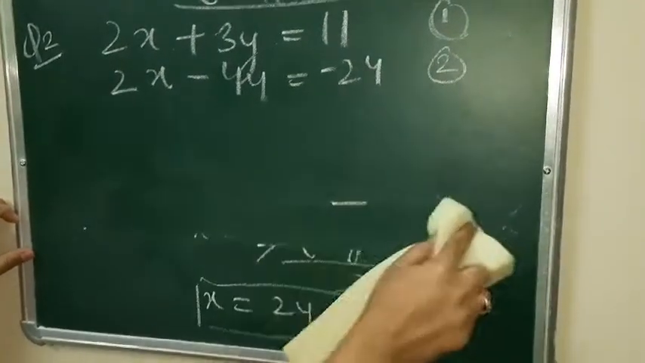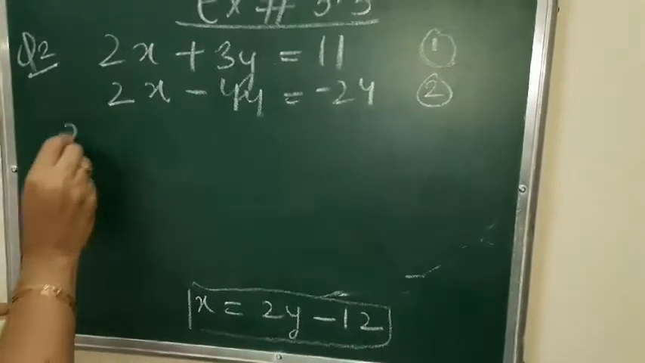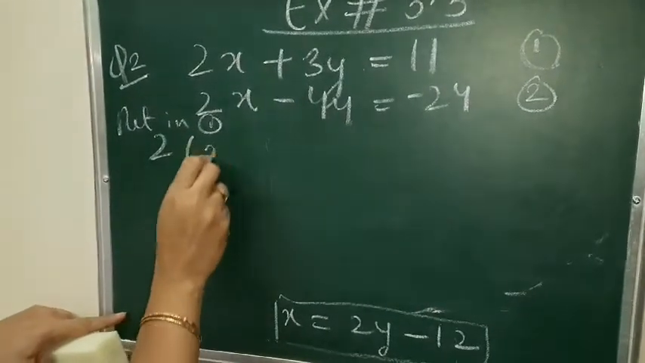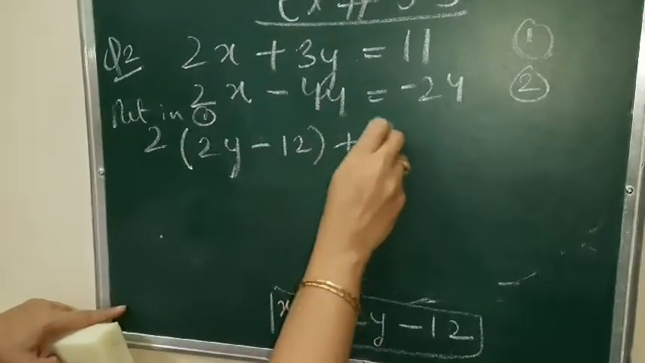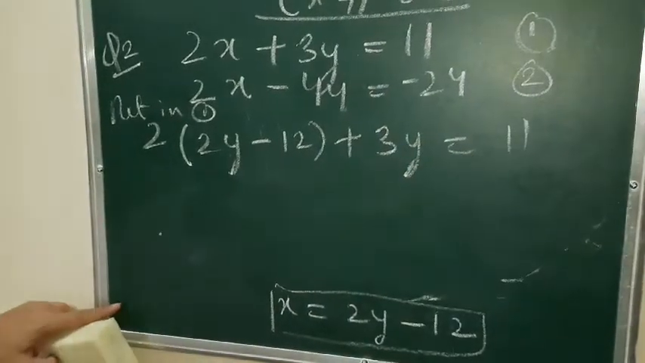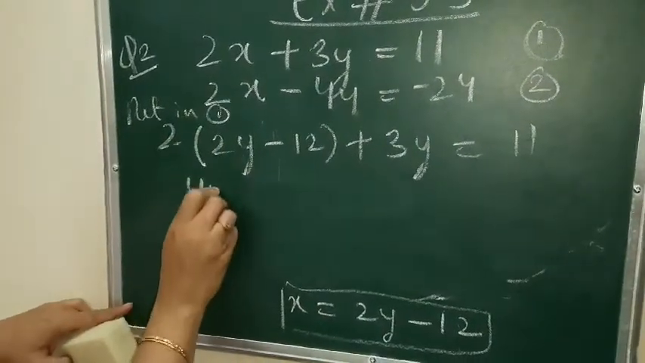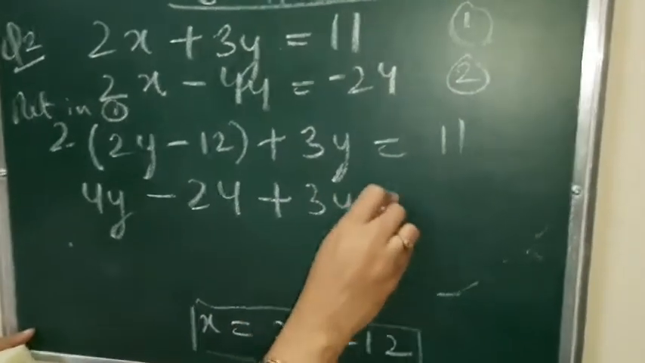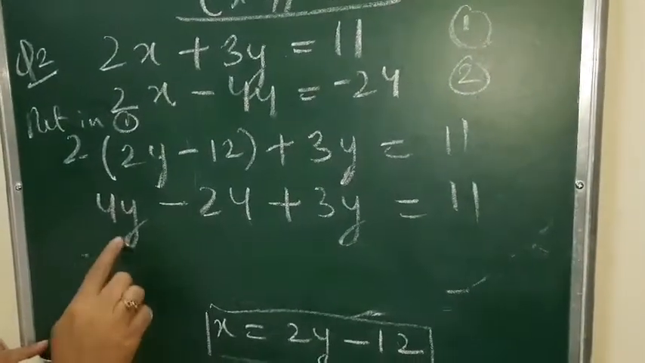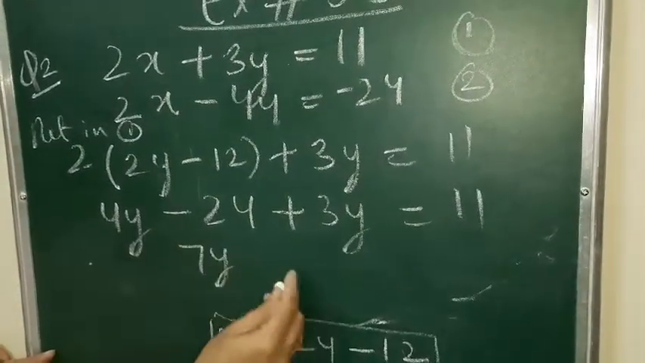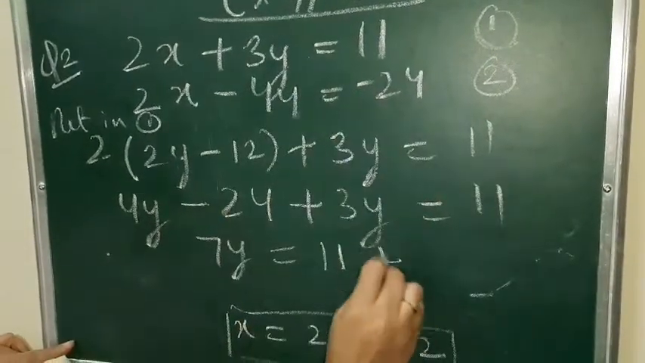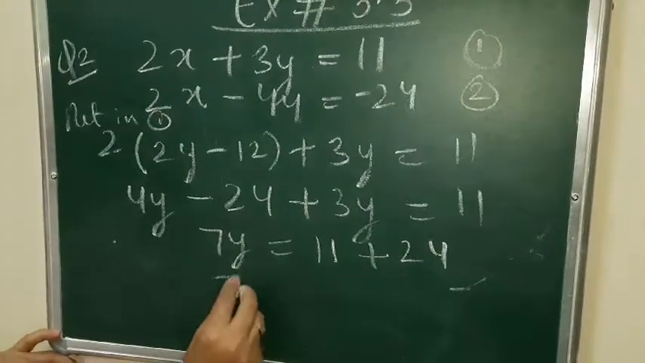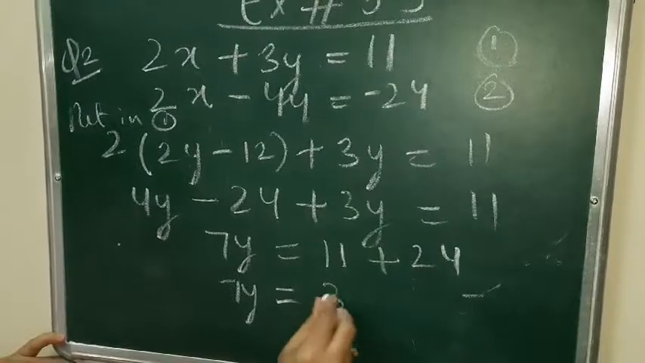For putting the value of x in the first equation, you just write put in 1. So 2 into, in place of x we'll write 2y minus 12, plus 3y is equal to 11. Solve the bracket. 2 2s are 4y, minus 12 2s are 24, plus 3y is equal to 11. What is 4y plus 3y? 7y. And minus 24 will go there and becomes plus 24.